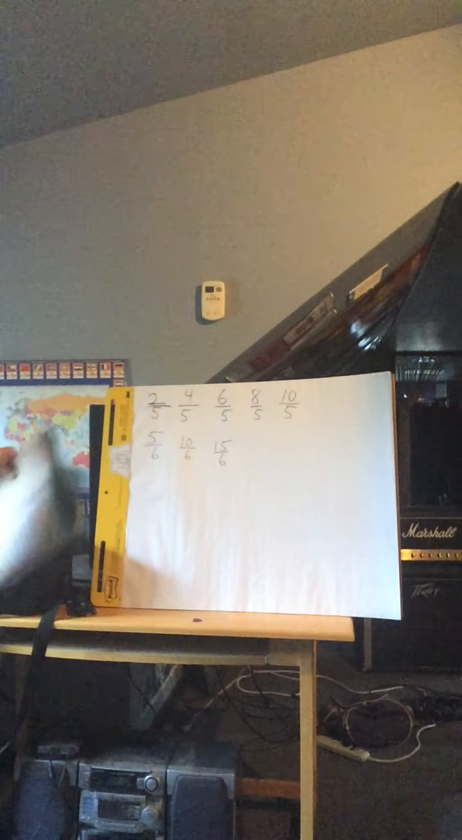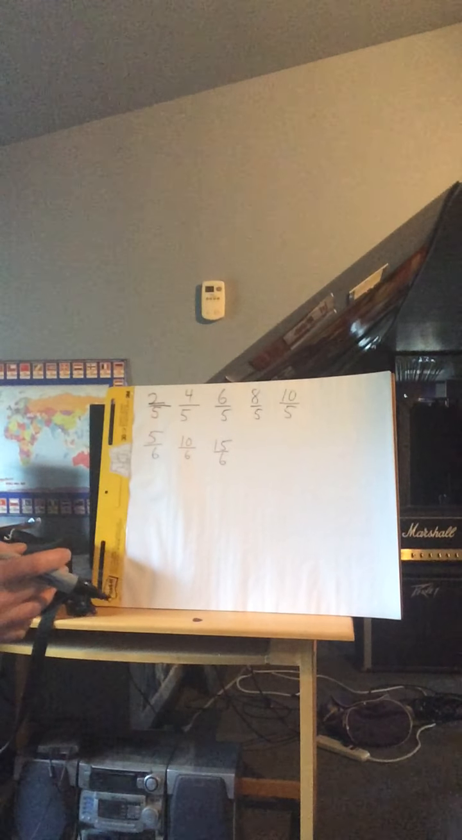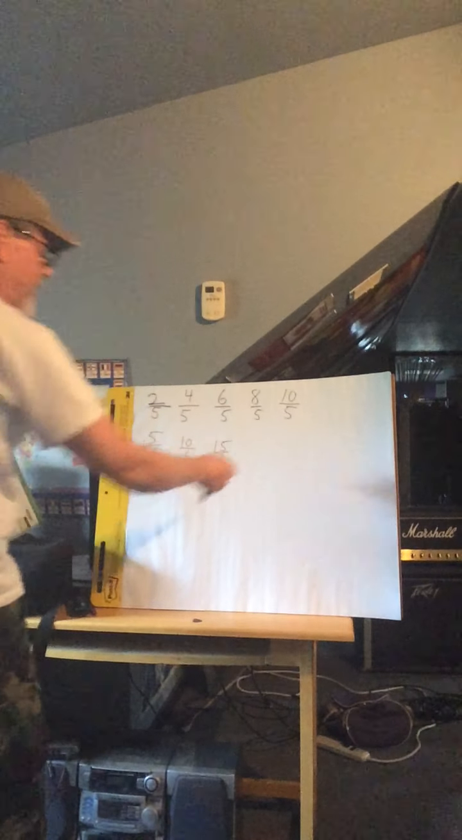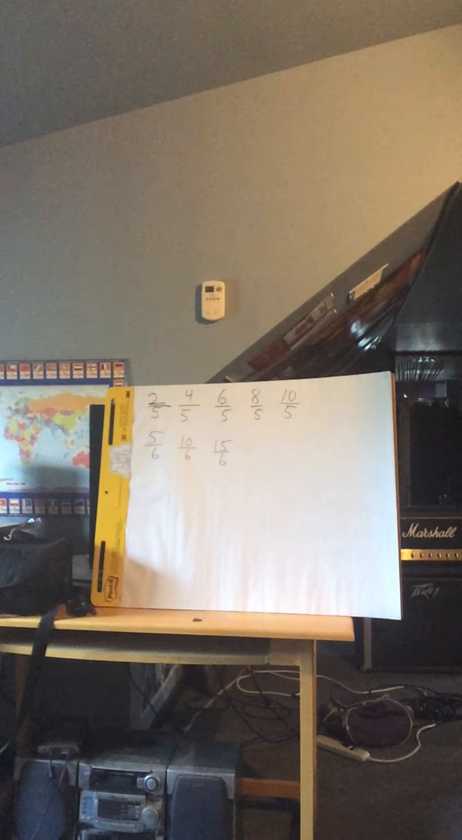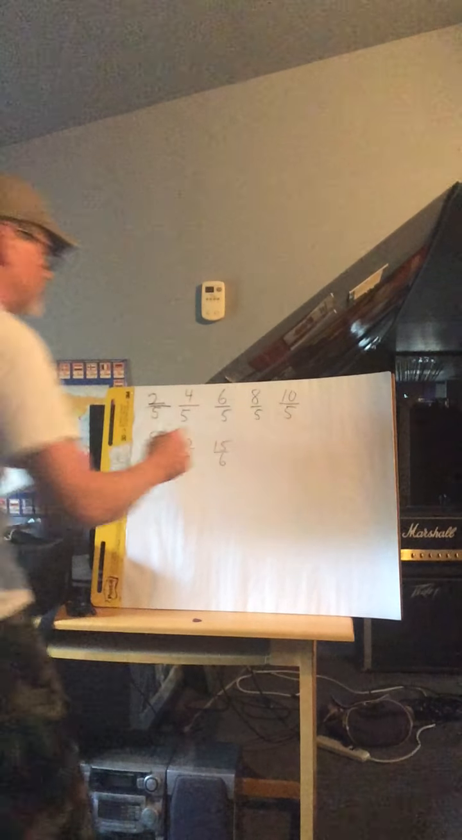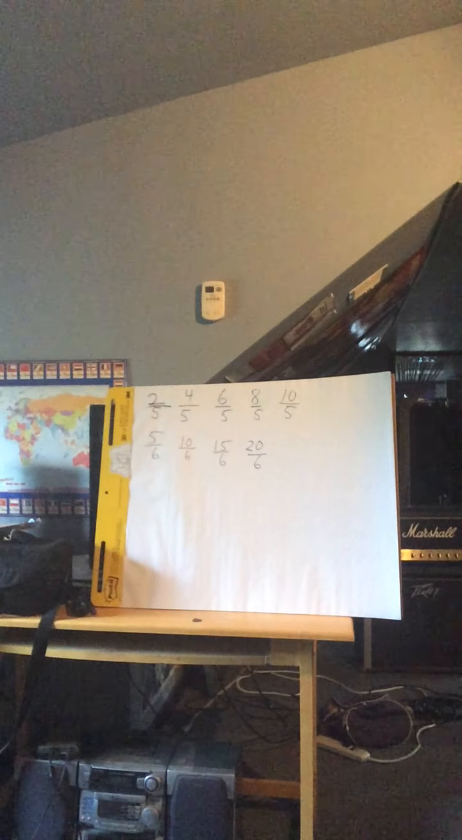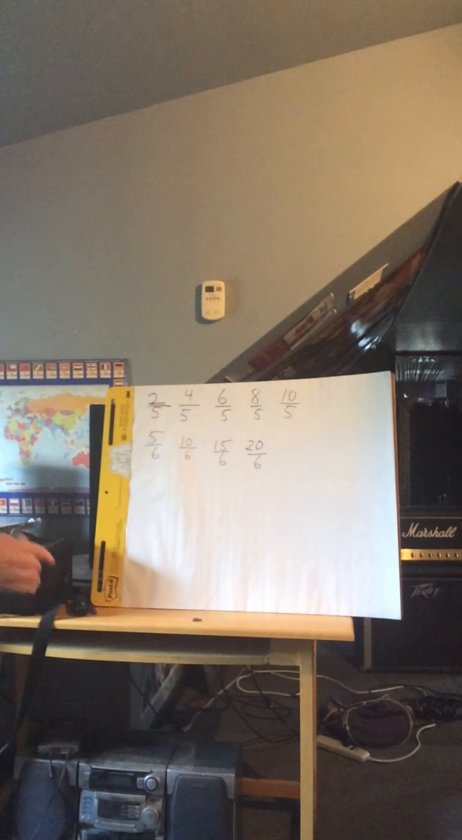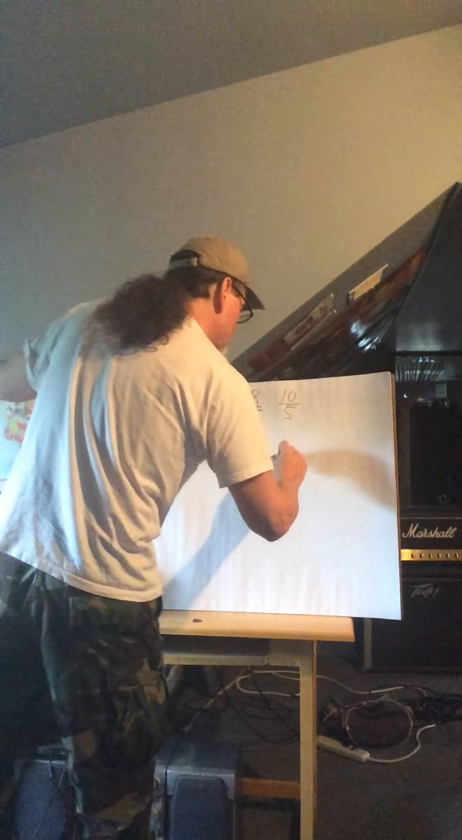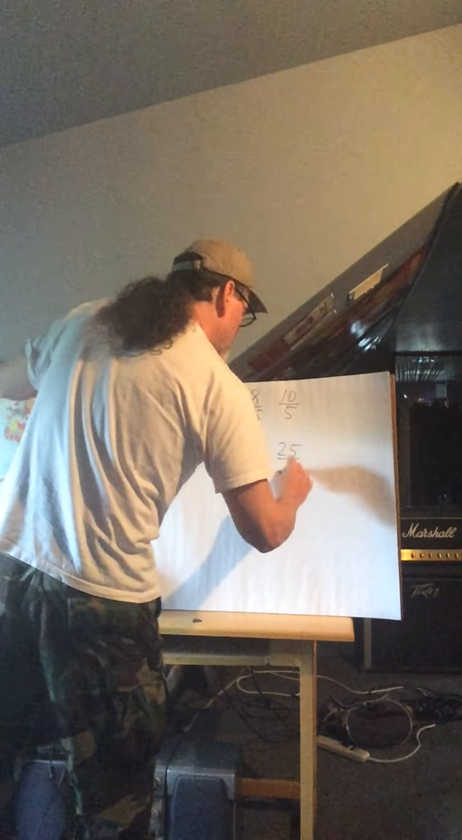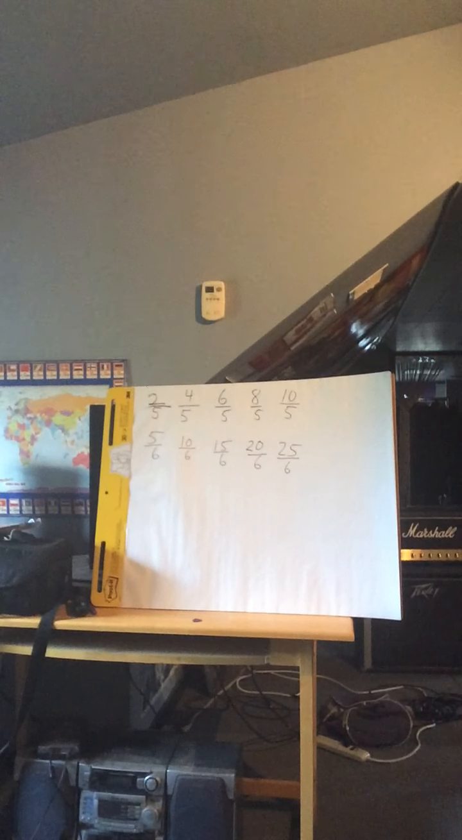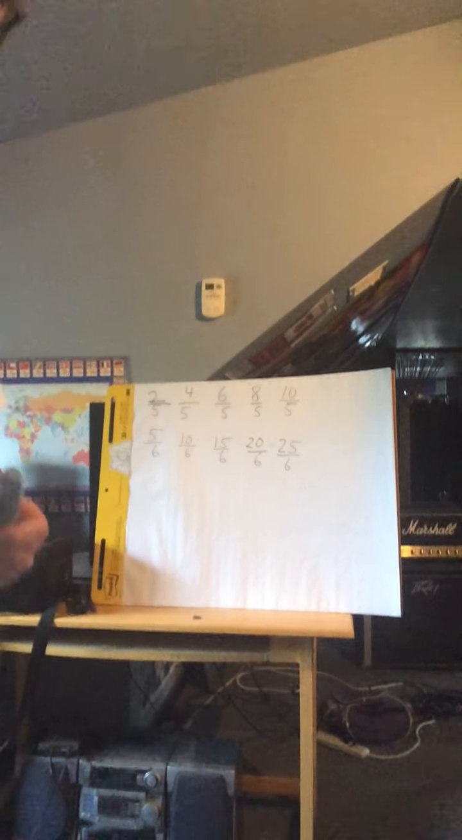And I'm sure you notice a pattern forming here. You can see the pattern already. Our numerator is increasing by 5 each time. So after 15/6, this would be like 4 times 5/6, which would give us 20/6. And last but not least, 5 times 5/6 would be 25/6. And there you go. There are your multiples of 5/6.